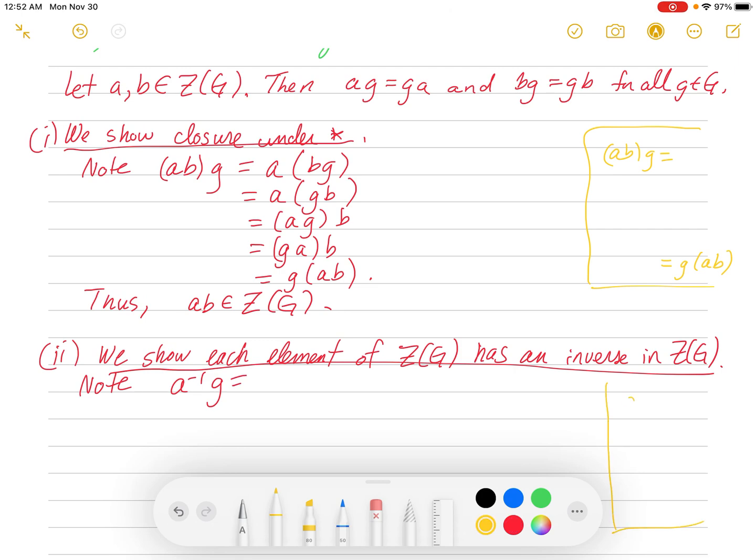So let's look at a inverse g. Now what do we want to get? Scratch work on the side in yellow: we want a inverse g equals g a inverse. That's the goal. So how do we do that? We have to do some tricks here.